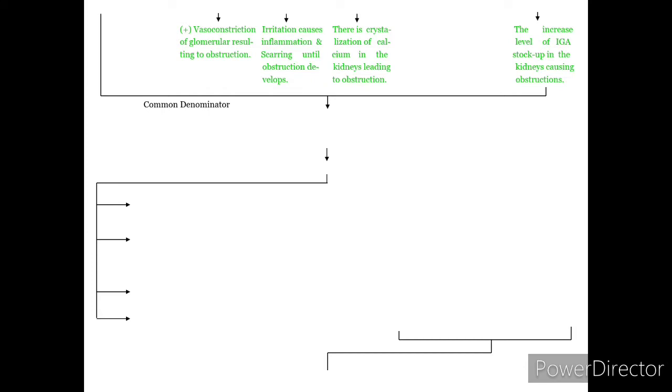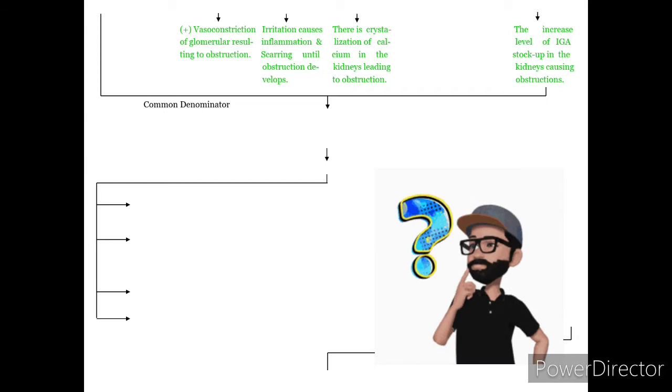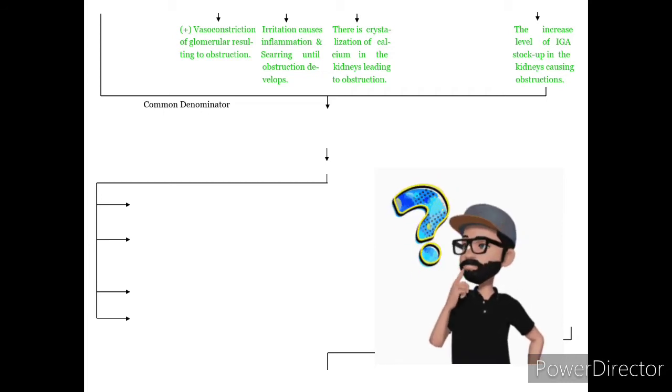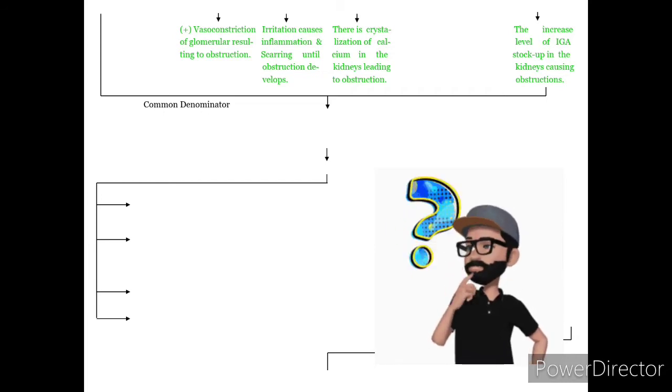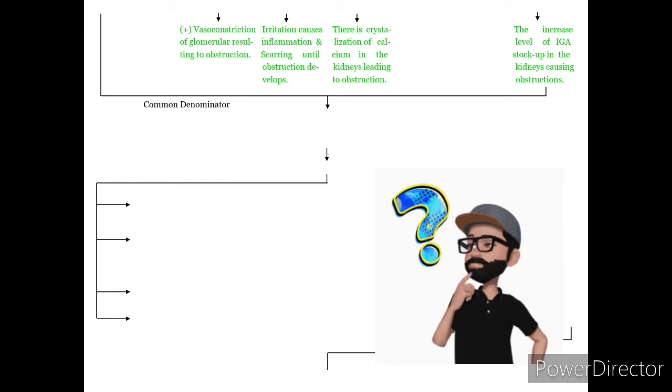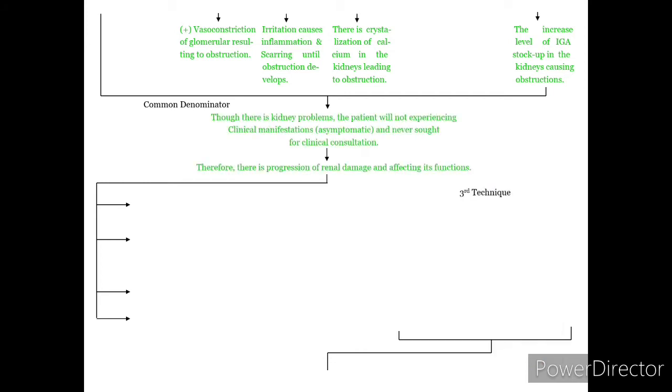All of those are very important for us to pinpoint one common denominator, just like what is presented in the diagram. Just wait for a moment, please. There you go. I would like to read the common denominator. Though there are kidney problems, the patient will not experience clinical manifestations, that's what we call asymptomatic, and never sought a clinical consultation.